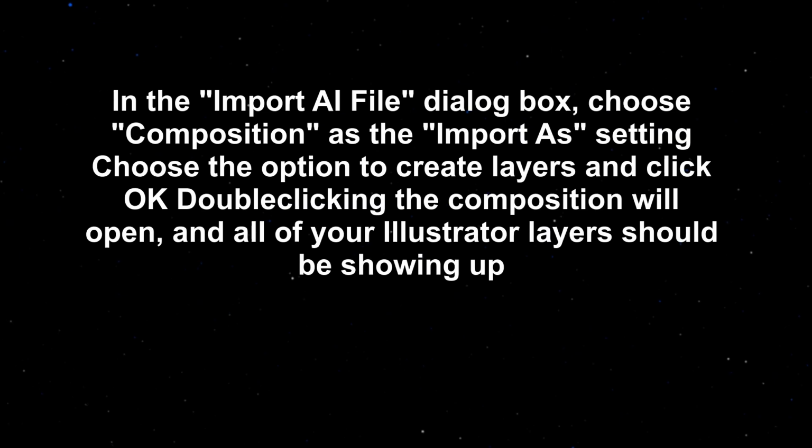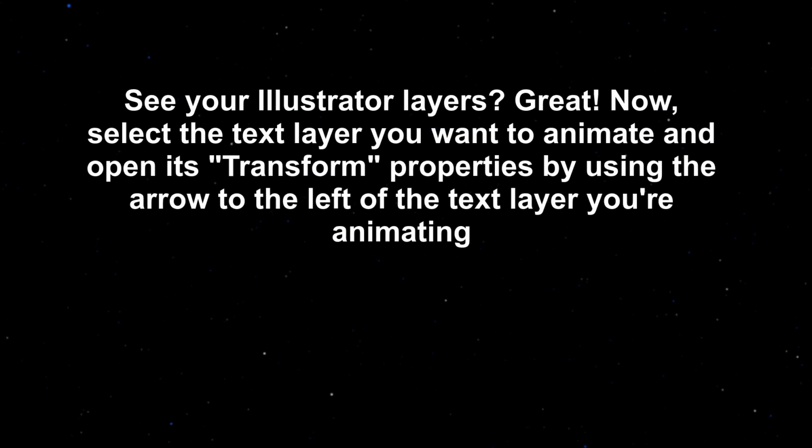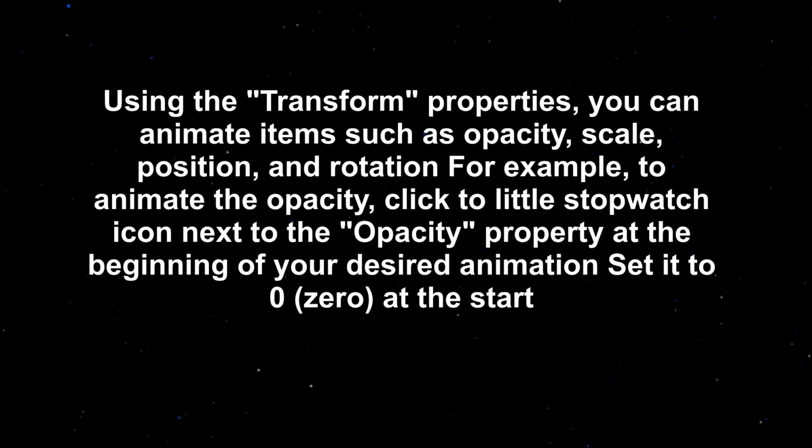Double-clicking the composition will open, and all of your Illustrator layers should be showing up. See your Illustrator layers. Great. Now, select the text layer you want to animate and open its transform properties by using the arrow to the left of the text layer you're animating. Using the transform properties, you can animate items such as opacity, scale, position, and rotation.